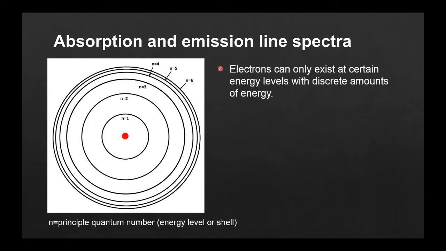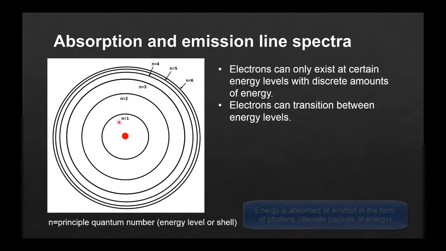Electrons can only exist at certain energy levels with discrete amounts of energy. So an electron can occupy energy level 1 or energy level 2, but not in between energy level 1 and 2. The next point is that electrons can transition between energy levels. That means an electron can transition from n equals 1 to n equals 2, or from n equals 3 down to n equals 1.